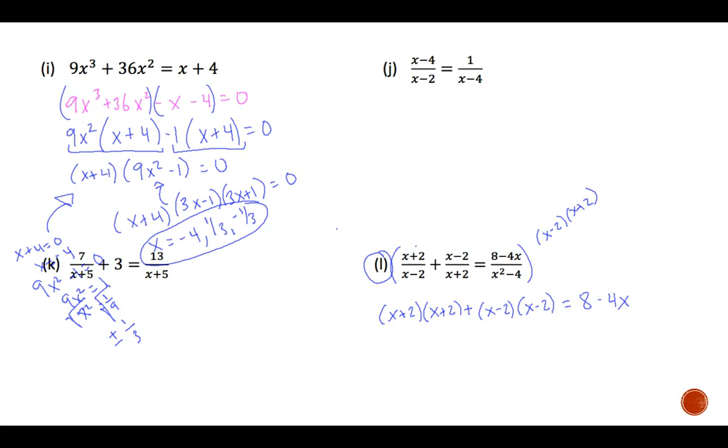So let's see, multiply this out. x squared plus 4x plus 4 plus x squared minus 4x plus 4. Let's move that stuff over. Minus 8 plus 4x equals 0. And let's see what we've got here. So x squared and x squared is 2x squared. 4x minus 4x, those go away, plus 4x. And then 4 plus 4 is 8, minus 8 is 0. Oh. Let's see, what do these have in common? Factor out 2x, and you're left with x plus 2. So we get that x equals 0 and x equals negative 2, and you can check those as well.